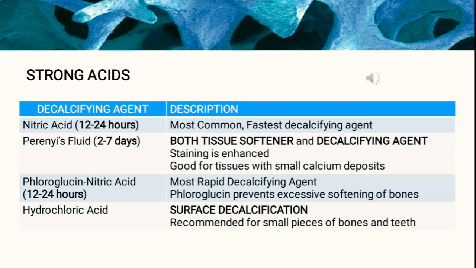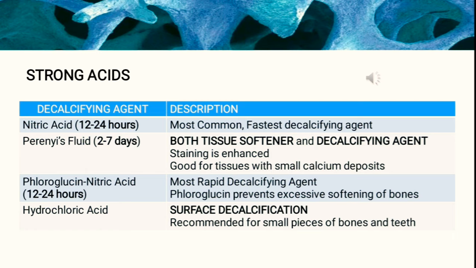Now let us proceed with our strong acids. First, we have our nitric acid, which has a decalcification time of 12 to 24 hours. It is the most common and the fastest decalcifying agent. Perenyi's fluid has a decalcification time of 2 to 7 days. It is used as a tissue softener and a decalcifying agent, and this is good for tissues with small calcium deposits.